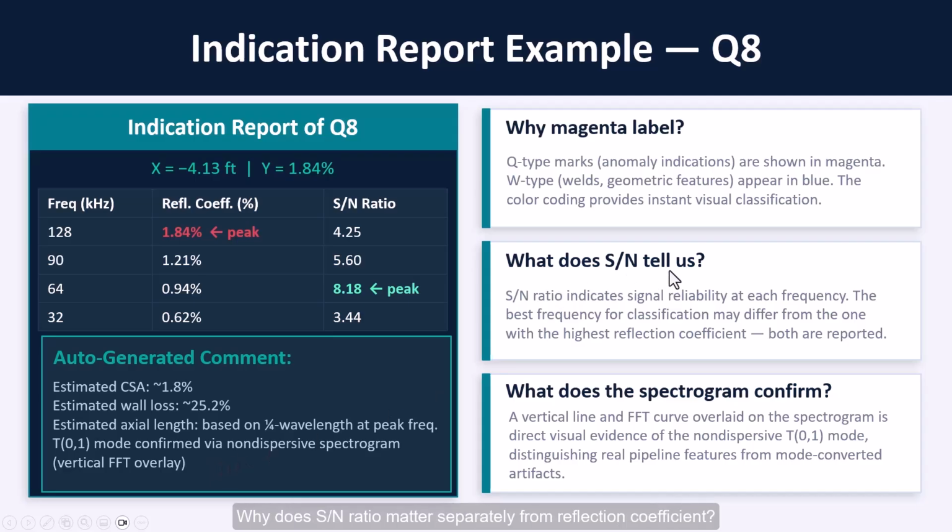Why does SN ratio matter separately from reflection coefficient? Because the frequency with the best signal quality for classification may not be the same as the one with the highest amplitude. Both are reported, giving the analyst and the reviewer the complete picture.